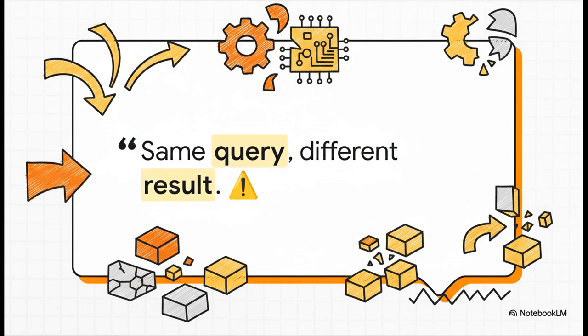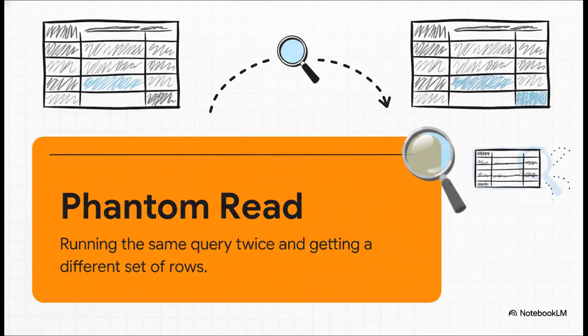If your transaction was in the middle of calculating a total or checking a budget, its entire logic is now completely busted. The consistency that you were counting on is just gone. And that brings us to our last, and maybe the sneakiest ghost of all, the phantom read. This is a lot like the last one, but instead of one value changing, entire new rows of data just appear out of nowhere when you ask the same question twice.